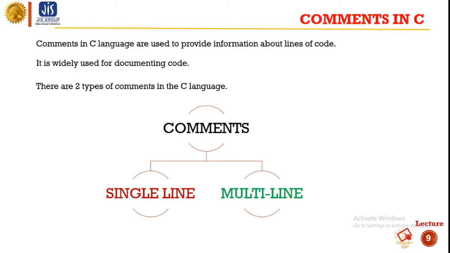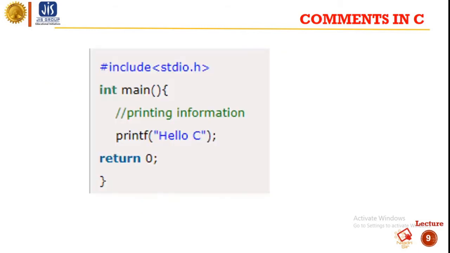So this is an example of comments in C. This is basically a single line comment. As you can see, a double forward slash has been given. So this line will not be printed. This is for information purposes.